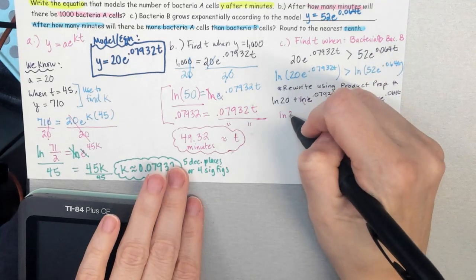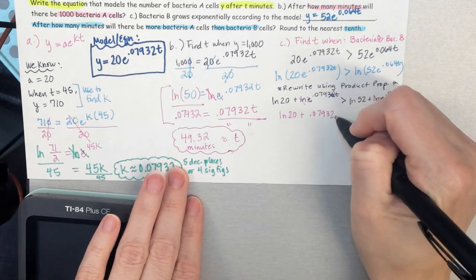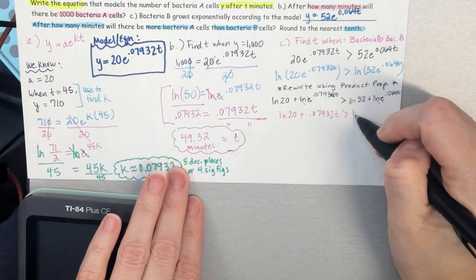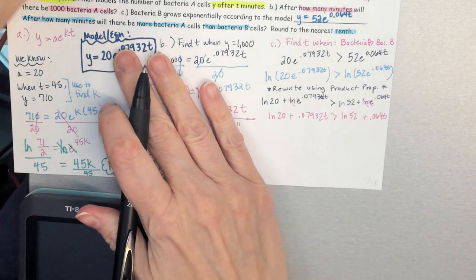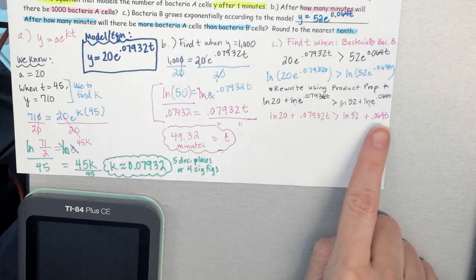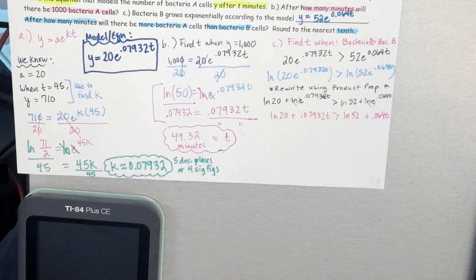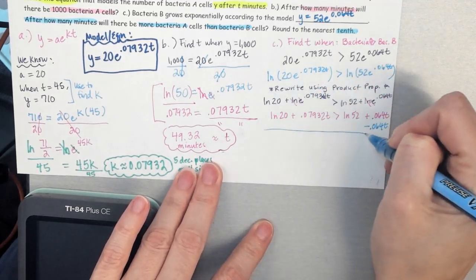So we have the natural log of 20 plus 0.07932t. That would be greater than the natural log of 52 plus 0.064t. And then keep in mind you are solving for t. Okay, so it's just like if you had x's on both sides, you would want to get them all on one side. It doesn't matter what side you want to get them to. I generally try to keep them positive. So I'm going to move the 0.064t over.